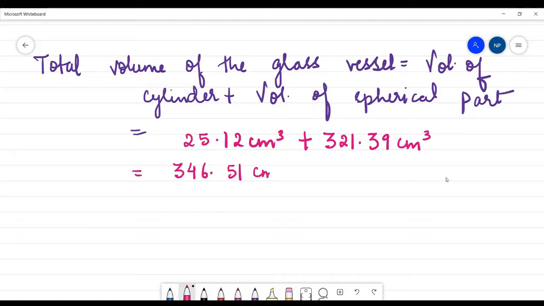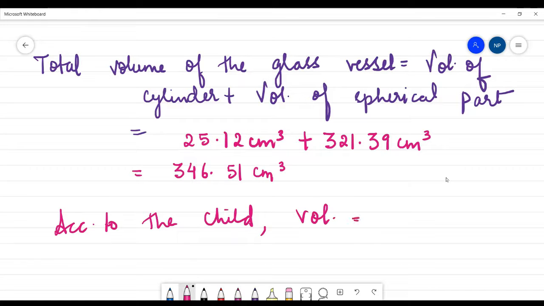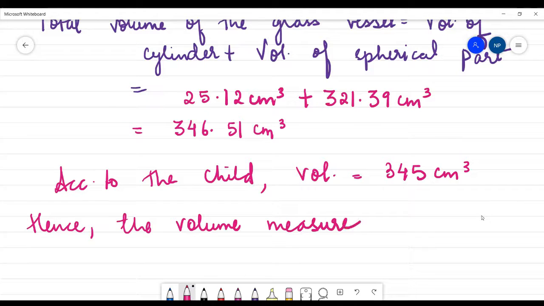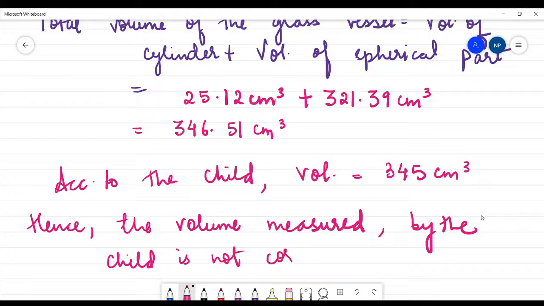On addition, the answer is 346.51 centimeter cube. But according to the child, volume of the vessel is how much? It is 345 centimeter cube. Hence, we will write that the volume measured by the child is not correct. This completes your exercise. Thank you so much, children.